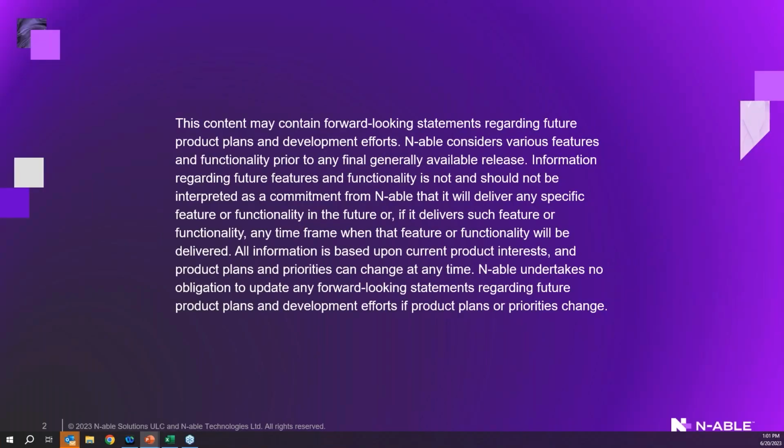If we make any forward-looking statements during today's session, take it with a grain of salt. Final form and function and delivery dates may change.